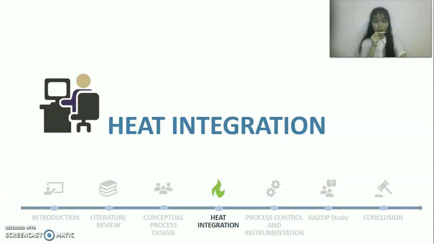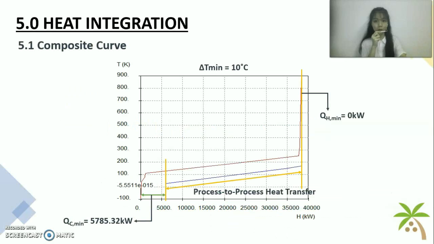Next, I will proceed with the heat integration part of our project. By inserting all the information and the stream data into the HINT software and setting the minimum temperature difference, delta T min, as 10 degrees Celsius, we are able to obtain the composite curve from the software. The composite curve shows the area of process-to-process heat transfer, and the minimum cold and hot utilities required for the process.